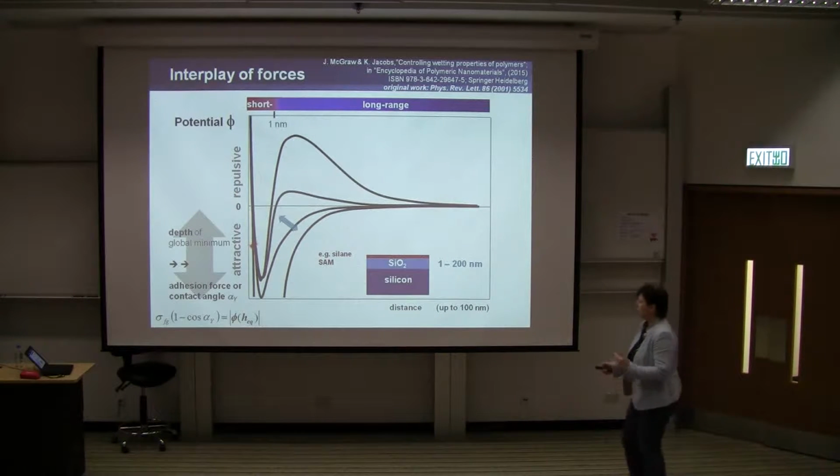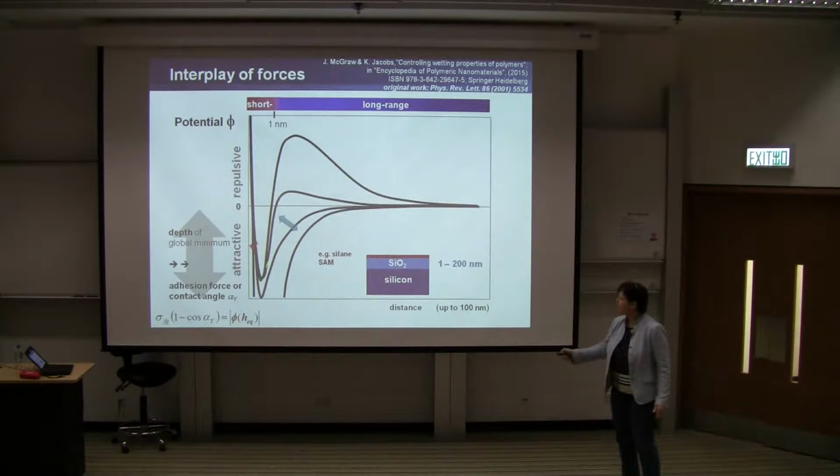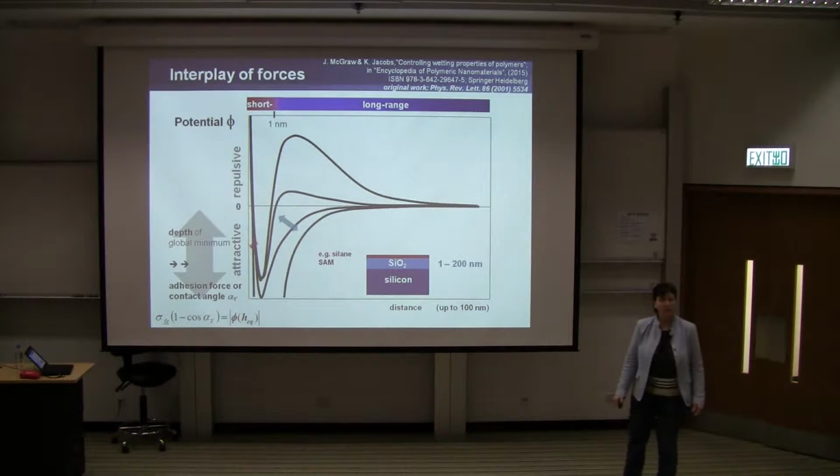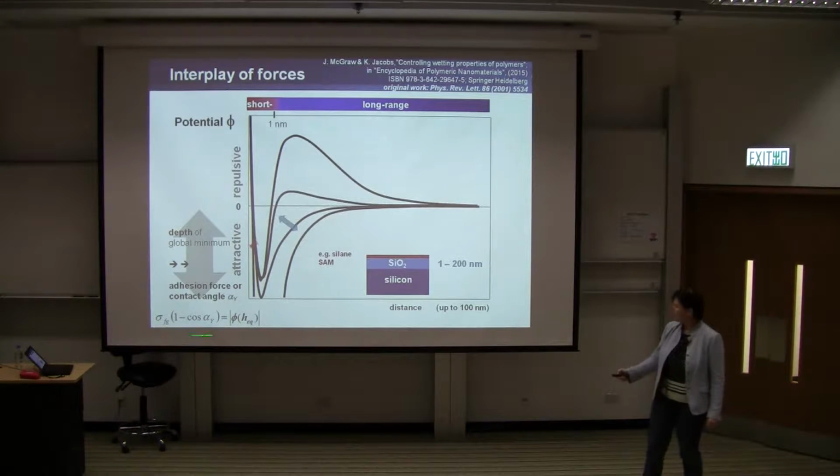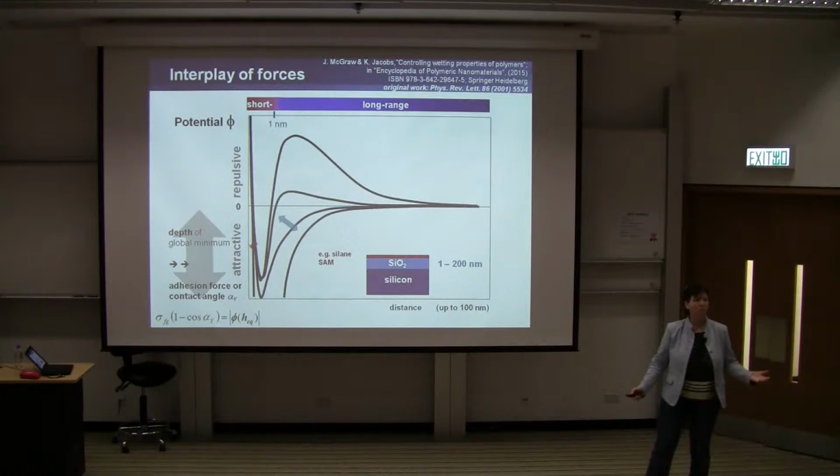So, if you look at liquids, the depth of this minimum was published, I think, in 1938 by a Russian, Frumkin, in Russian. There is a connection between the depth of this global minimum of the potential and the contact angle of the liquid on the surface. So the depth can be measured by macroscopic means.